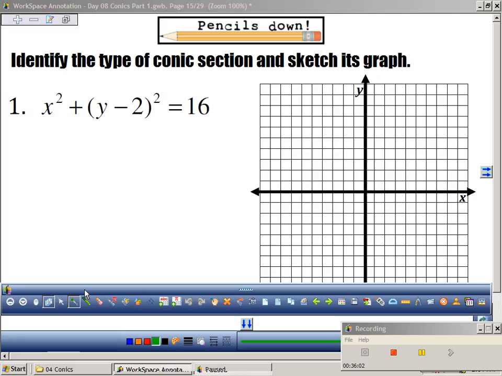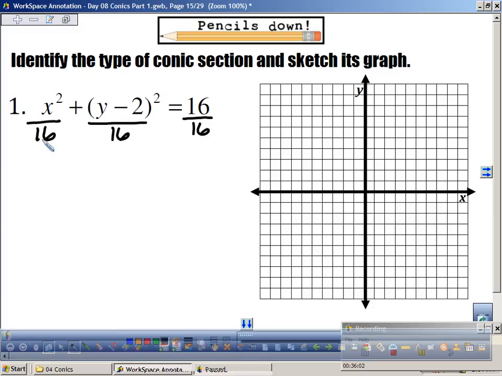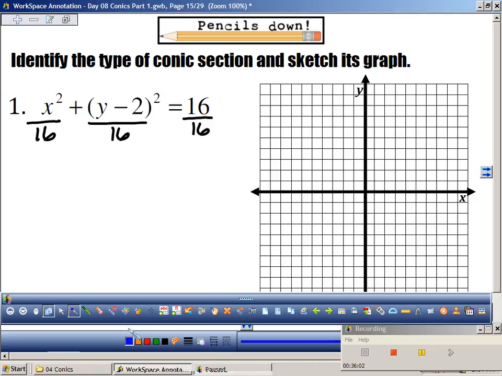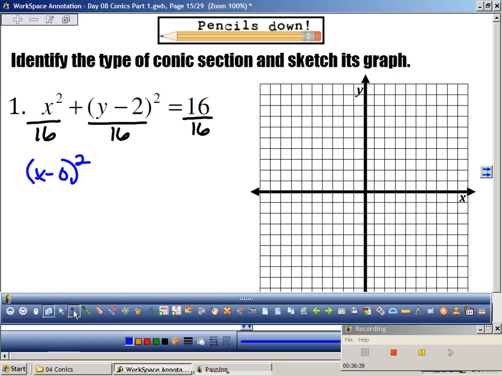Okay. So the only problem with this problem right here is that it's got a 16 and not a 1. So if I want to make it a 1, couldn't I divide by 16? Divide everybody by 16. So now I have, I'm going to change colors as I go, x minus 0 squared over 4 squared. I have a plus, wrong color.